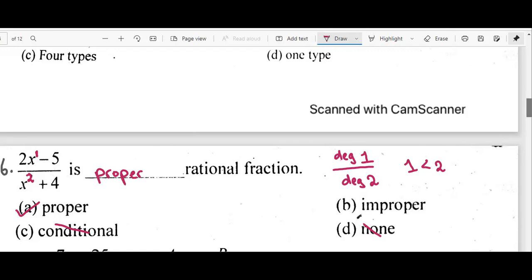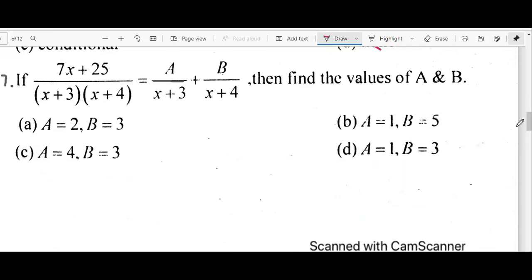Okay. Then we have the seventh question. If 7x plus 25 divided by x plus 3 into x plus 4 is this plus this, then find the values of a and b. Again, for finding the values of a and b, we need to make comparisons. But in order to make comparisons, we need to have same denominators, right? Here we have product of these two, and here we have two separate fractions. So we have to take LCM on the left hand side.